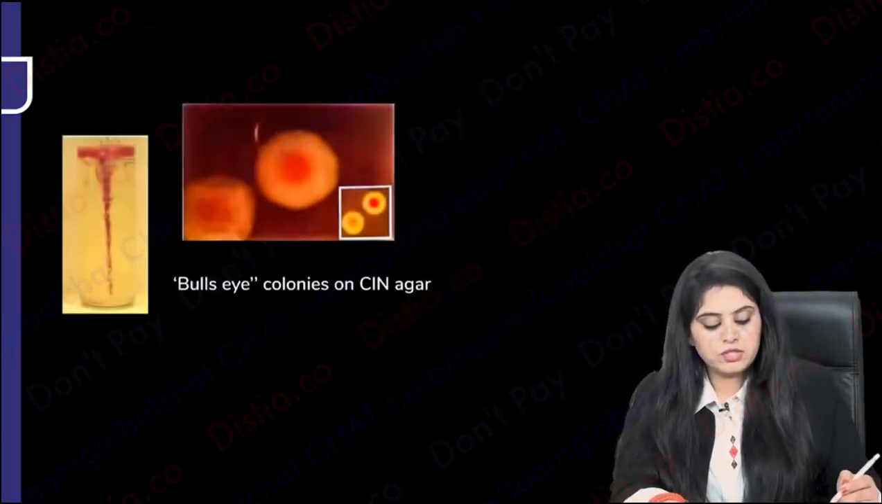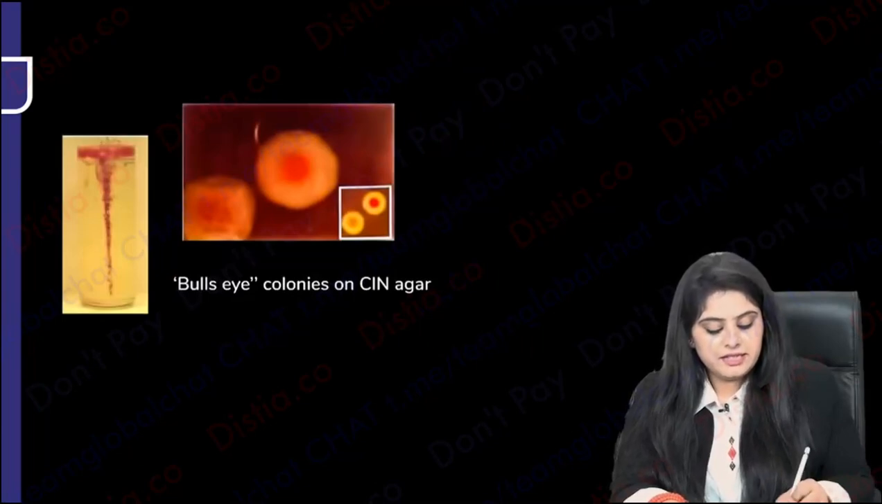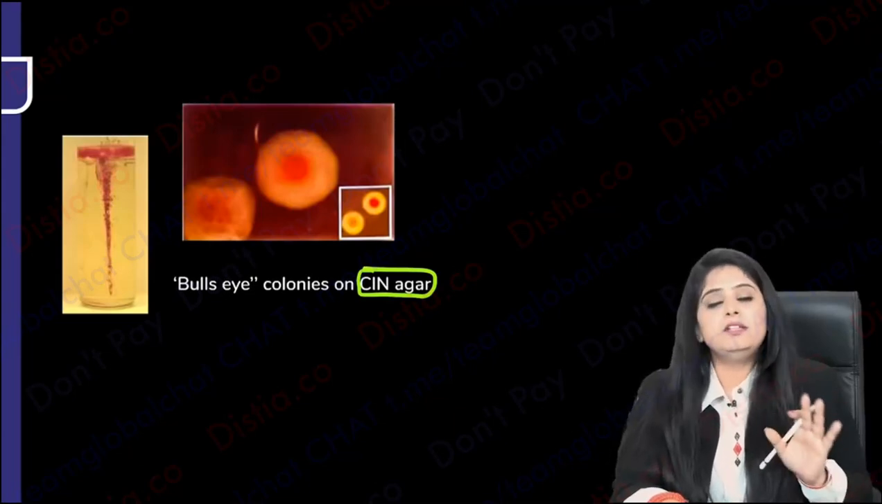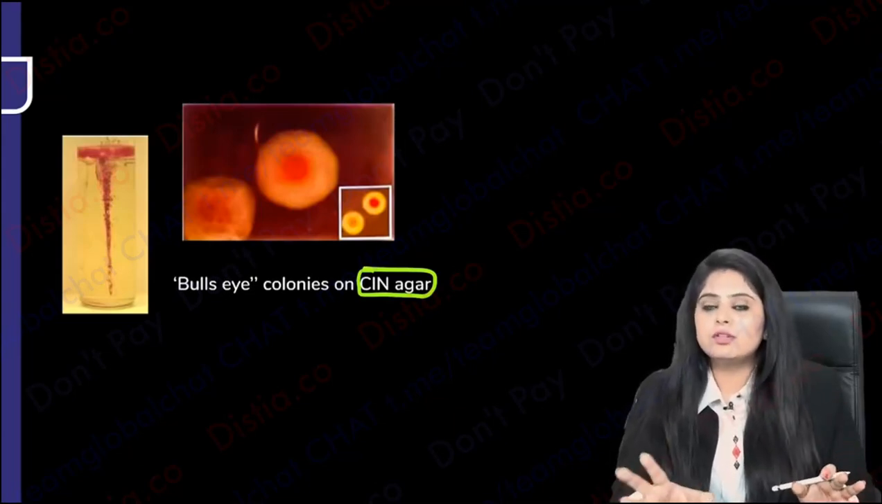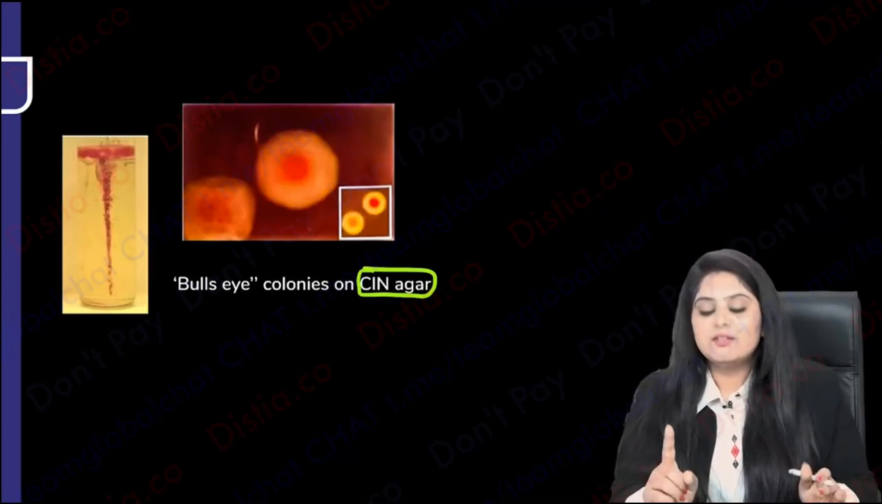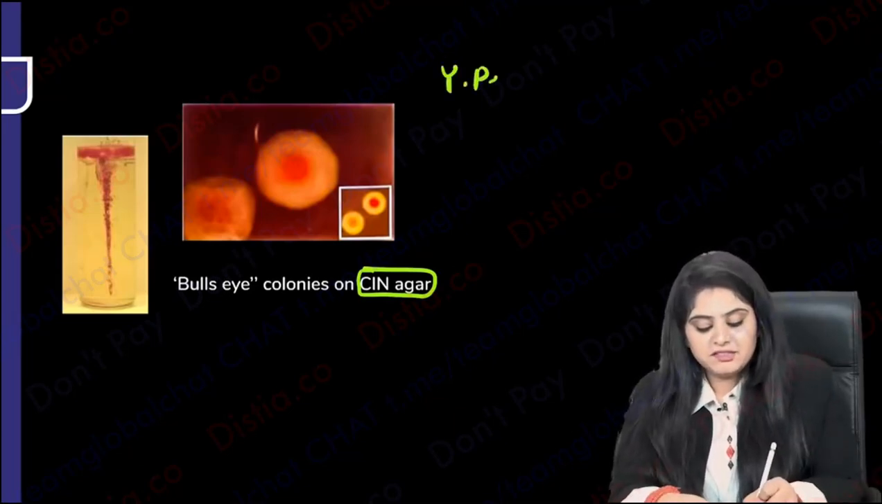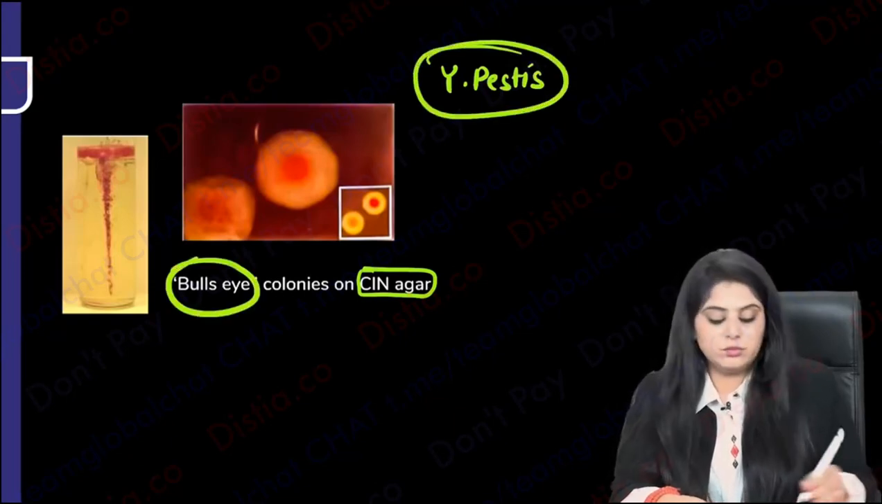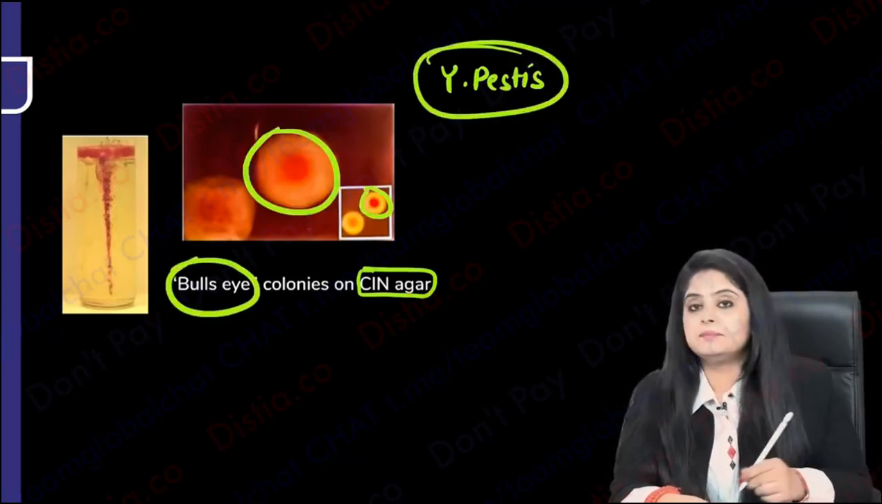So let me show you two pictures. Firstly, you can see that there is something known as the CIN agar. And it's a long name. Please don't get into it. Don't even Google it. It's so confusing, so lengthy. You don't have to know. For Yersinia pestis, you have the CIN agar, and that is going to show you the very famous bullseye colonies. You can see the bullseye beautifully over here.